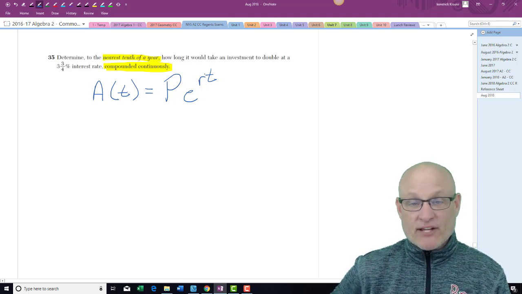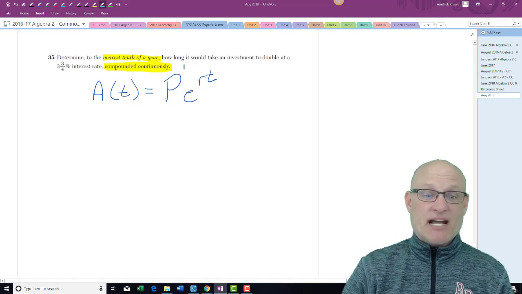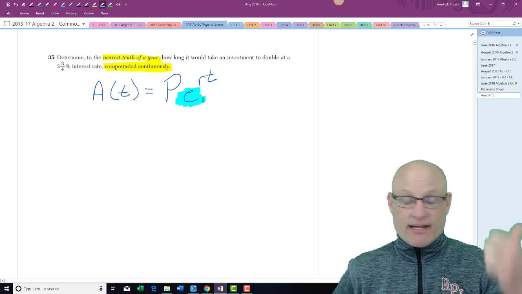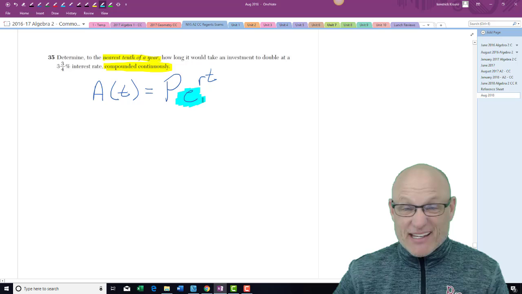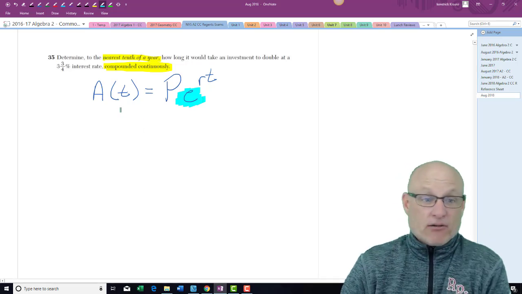So P stands for the principal or starting amount. This is the key right here. Anytime you have compounded continuously, your base has to be e. It's not a 10% growth or 8% growth. It is compounded continuously, so e has to be your base. All right, now we're ready to go.